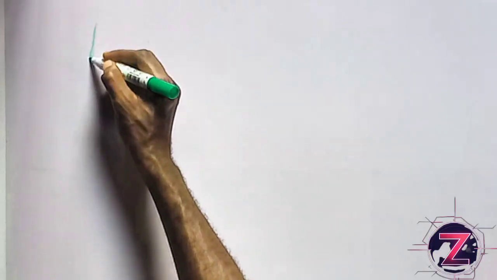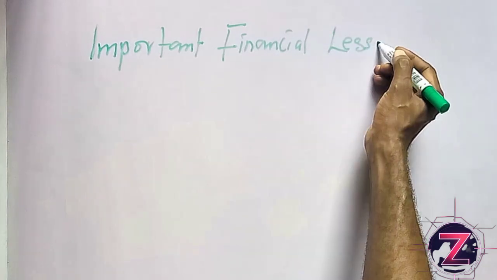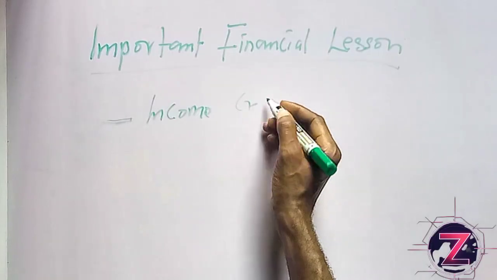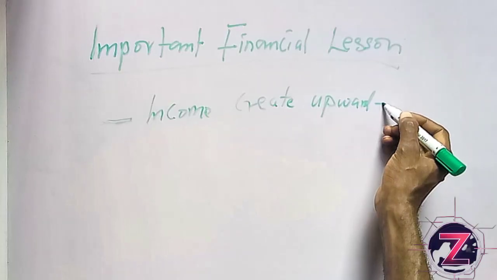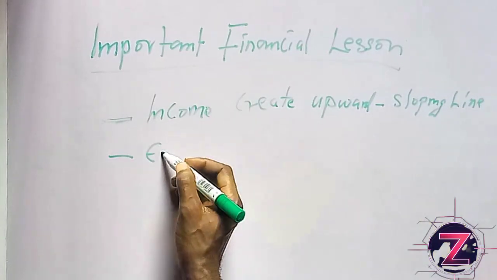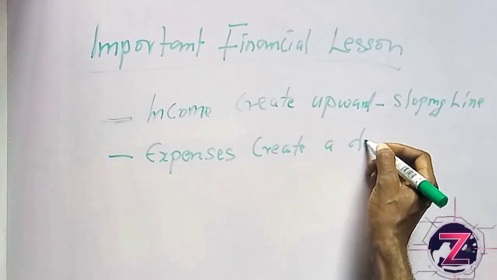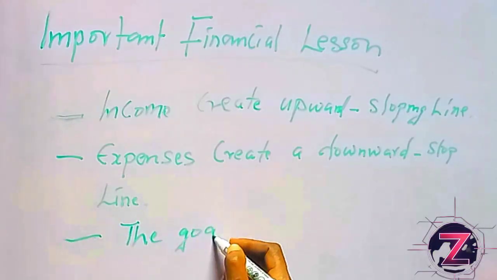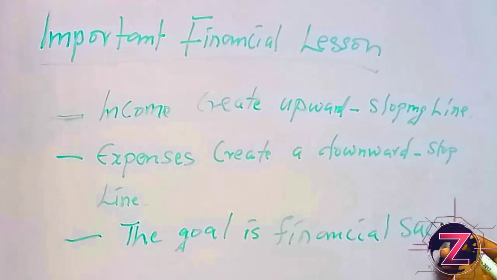Now, the important financial lessons. Note that income creates an upward slope line. Expenses create a downward slope line. The goal is financial success.